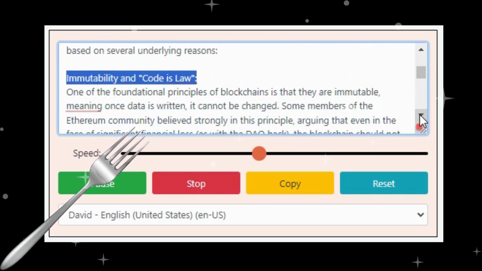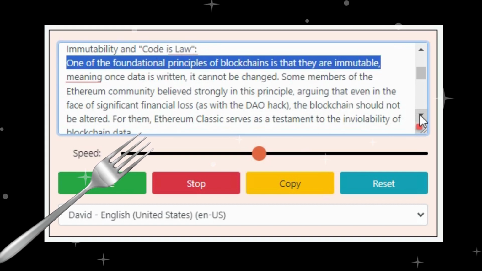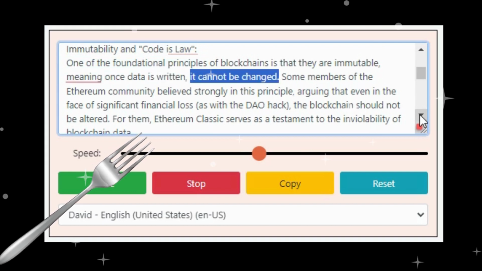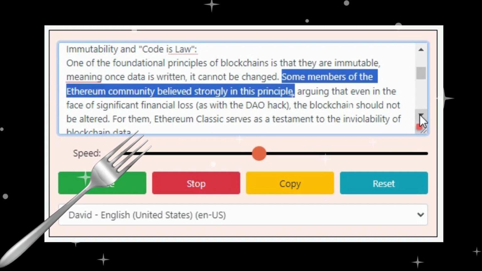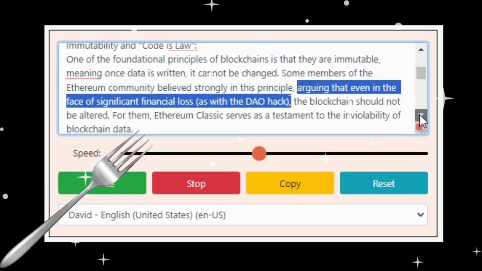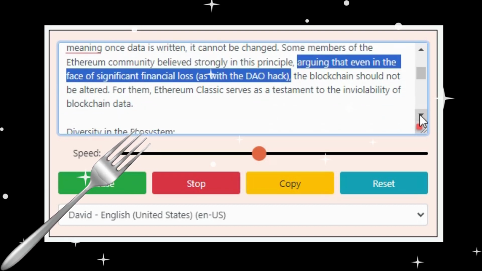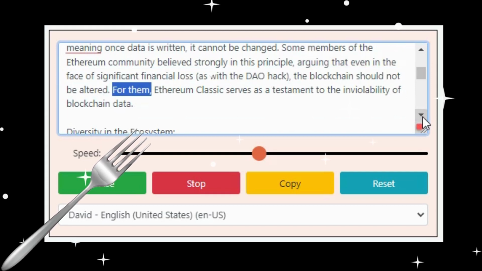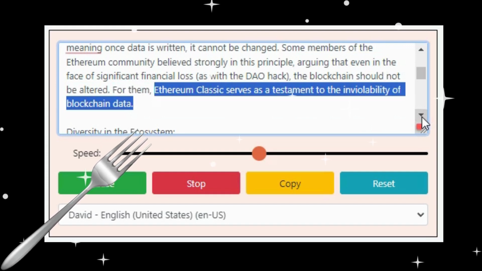Immutability and code is law. One of the foundational principles of blockchains is that they are immutable, meaning once data is written, it cannot be changed. Some members of the Ethereum community believed strongly in this principle, arguing that even in the face of significant financial loss, as with the DAO hack, the blockchain should not be altered. For them, Ethereum Classic serves as a testament to the inviolability of blockchain data.